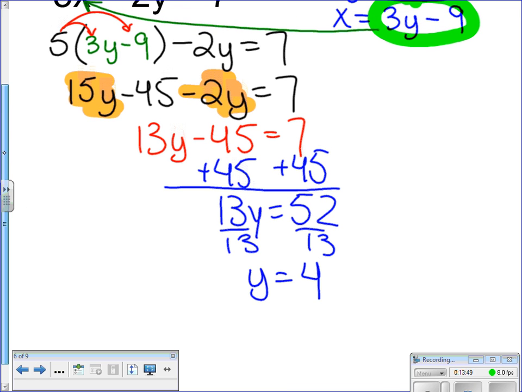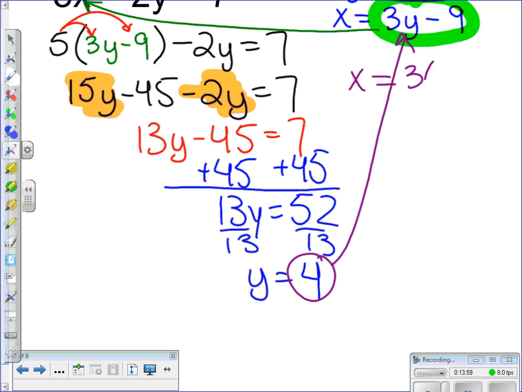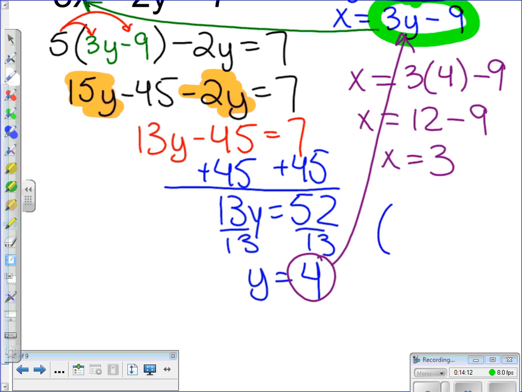But don't stop there. Take that 4, go back and plug it in for y. x equals 3 times 4 minus 9. 3 times 4 makes 12, minus 9 makes 3. So now you have your two answers, 3, 4. I hope that was helpful.